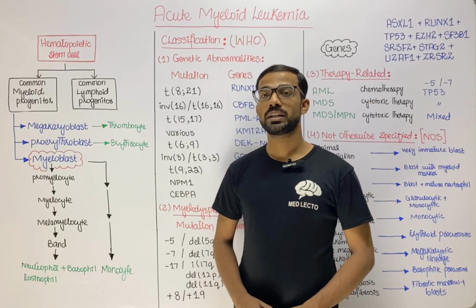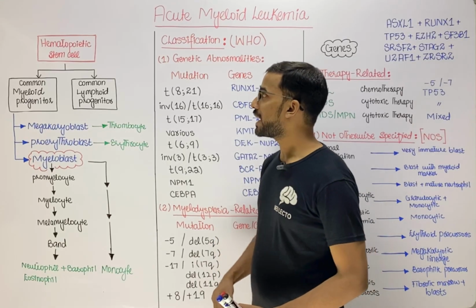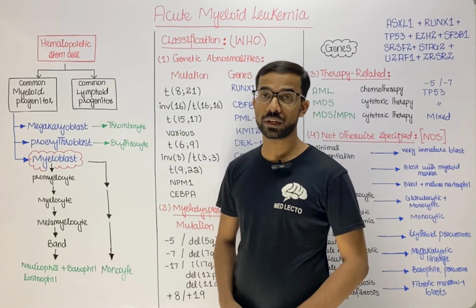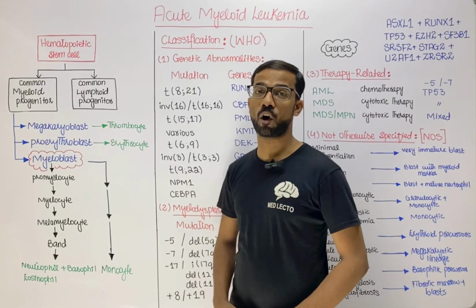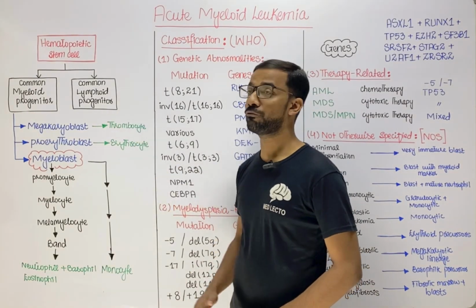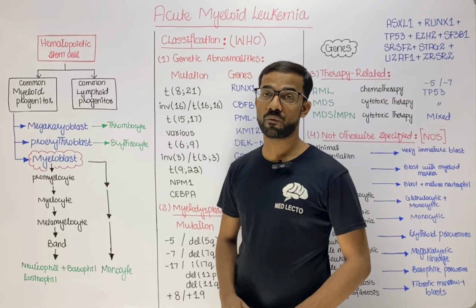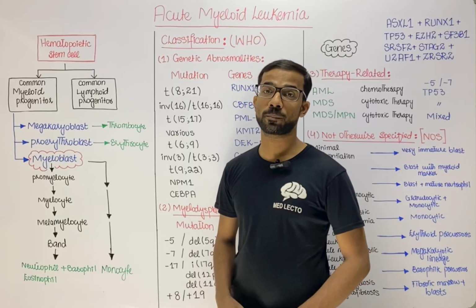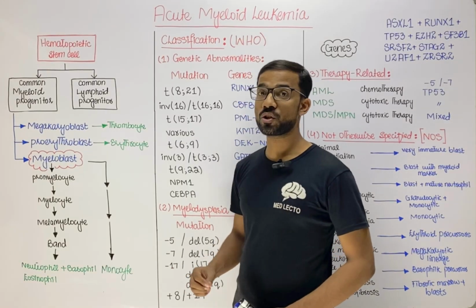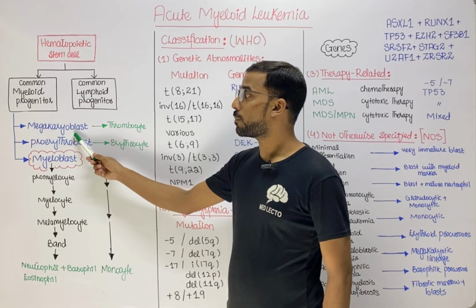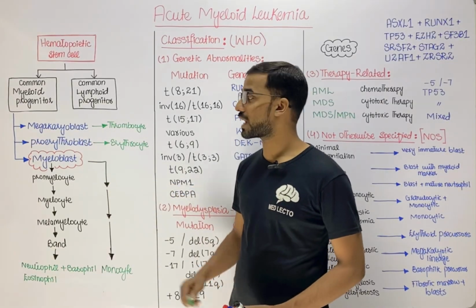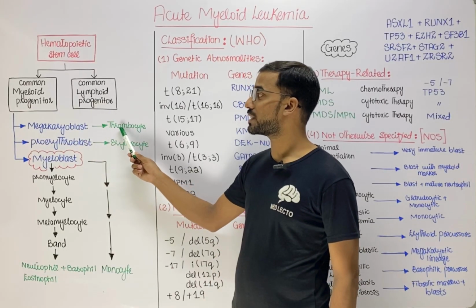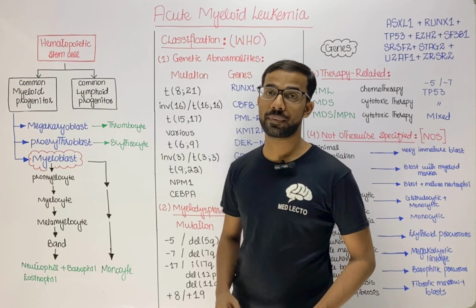We have to discuss its lineage. We have the most important stem cell, that is the hematopoietic stem cell. It has two lineages. First is the common myeloid progenitor and second is the common lymphoid progenitor, which is not our concern. Our concern is the common myeloid progenitor. From the common myeloid progenitor, you will see the three most important lineages: megakaryoblast, proerythroblast, and the myeloblast. From the megakaryoblast, you will see the synthesis of the thrombocytes, or you can say platelets.